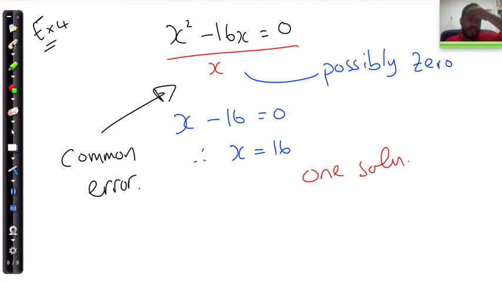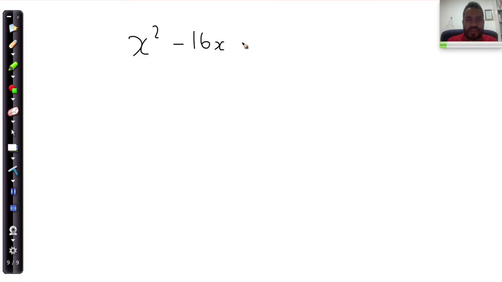Okay, so what should we do? Let's look at how this question should be solved. Remember, once you have it in standard form where you've worked towards 0, I'm left with x squared minus 16x is equal to 0. What should I do? I should try and factorize, and when I factorize, I always look for a common factor first. So x multiplied by what gives me x squared, that's going to be x, and x minus 16.